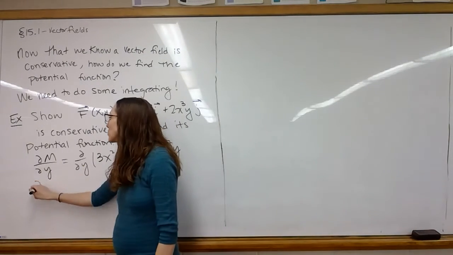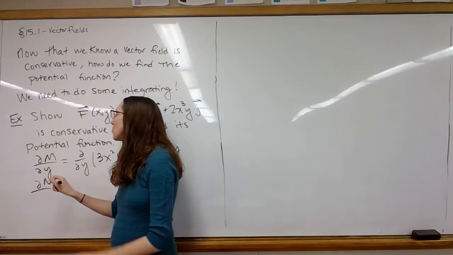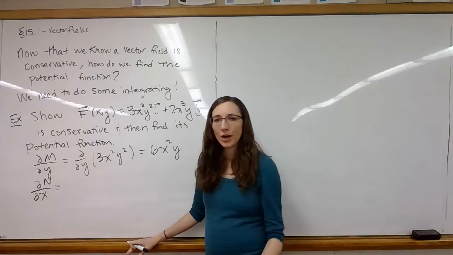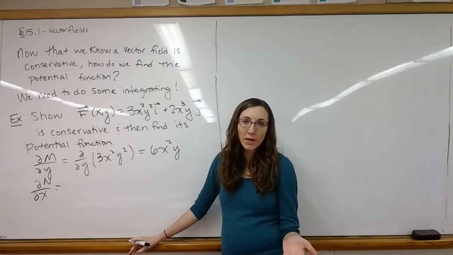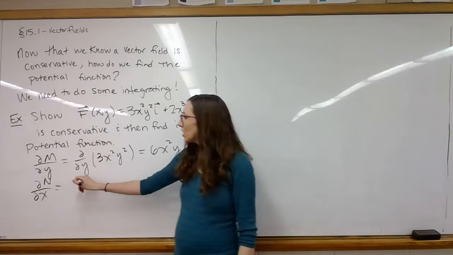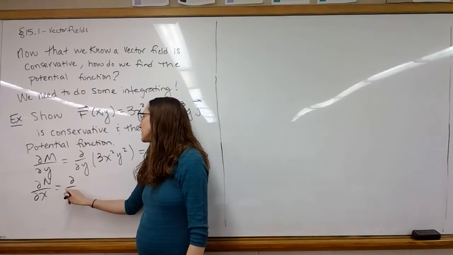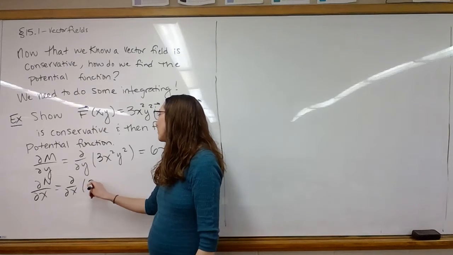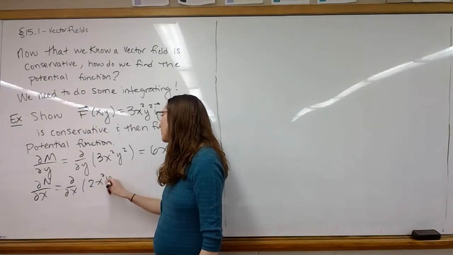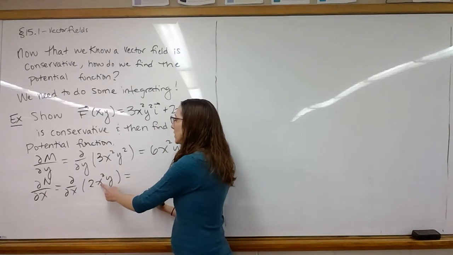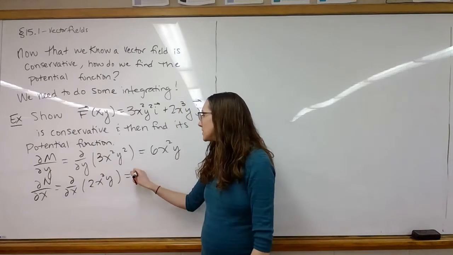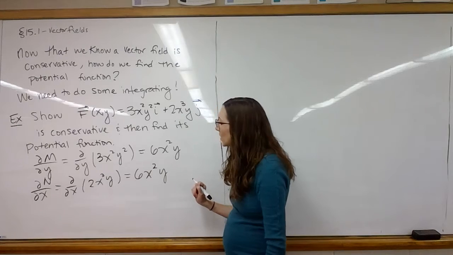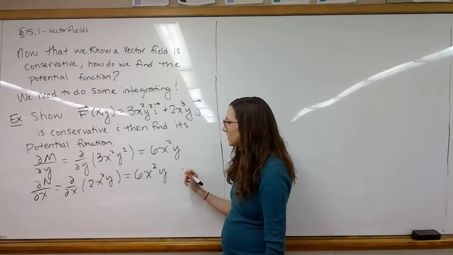And then we take the partial of N, which is the y component, so we do it with respect to x. Because keep in mind, you're trying to see, are they mixed partials? So the partial with respect to x of 2x cubed y. Now we're doing it with respect to x, so the power 3 comes down to make 6x squared, and then we keep the y. So notice they are both equal to 6x squared.